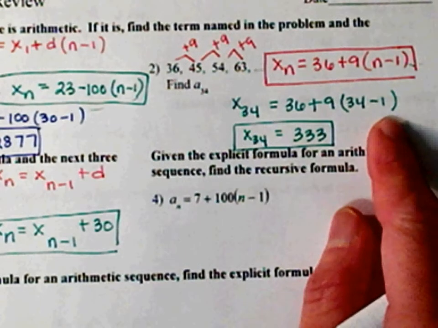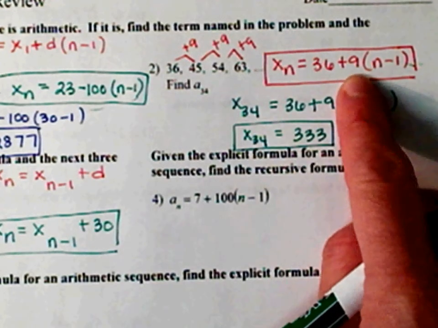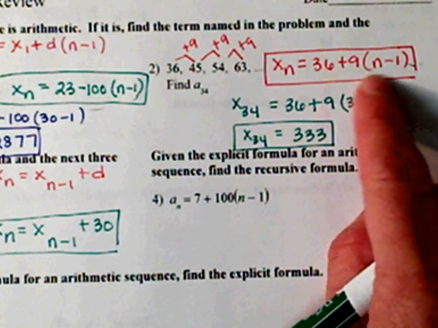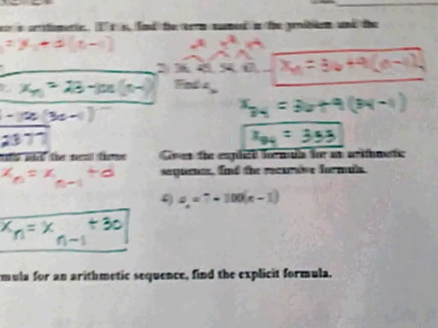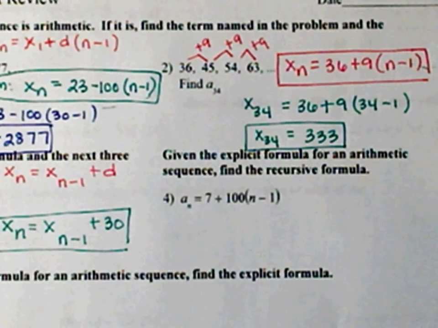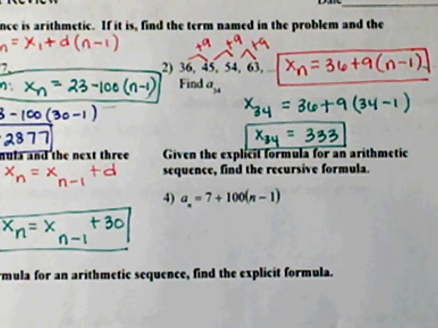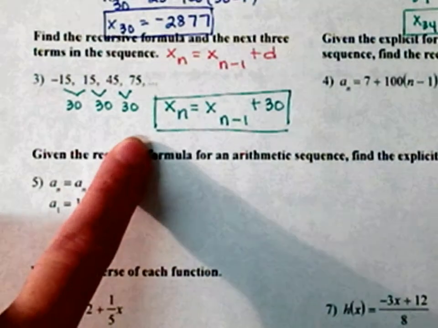Same thing for number 2, okay? They will simplify where they distribute the 9, add the 36, minus the 9, and you will get the same thing. So just be aware. You can write it differently by simplifying. But for the recursive, you're not going to be able to do that.